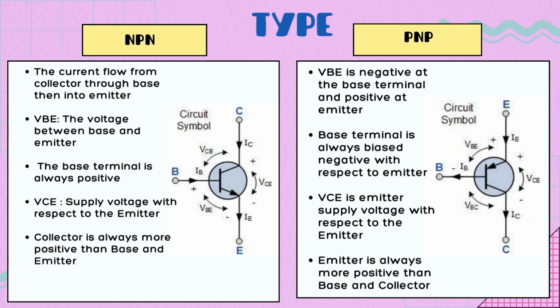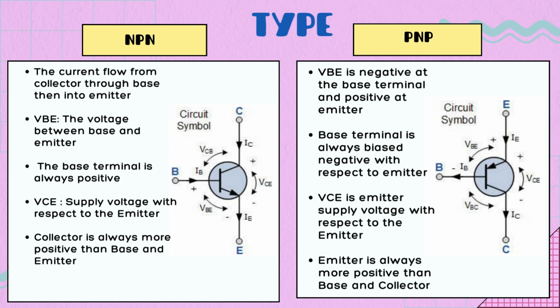The current flow will start from the collector through base then into emitter. Then VCE is supply voltage with respect to emitter, and we need to remember that collector is always more positive than base and emitter. Then there is the second type, that is PNP.